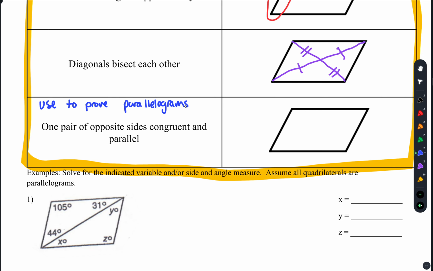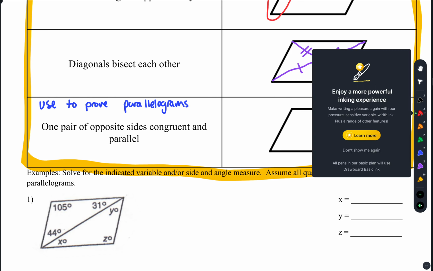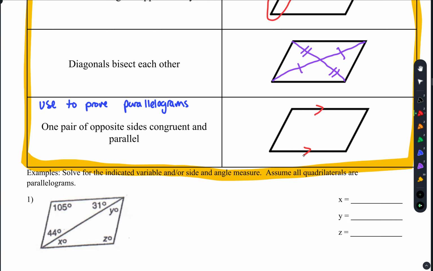It says I have exactly one pair of opposite sides parallel and congruent. So if you have a pair of sides that is both parallel to each other and congruent to each other, we have enough information to say that that's a parallelogram. Kind of a weird one. Any questions about these properties?